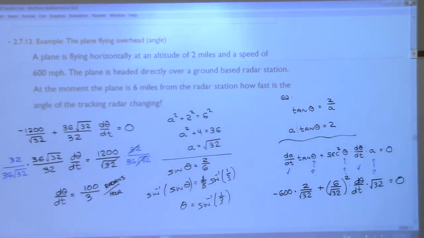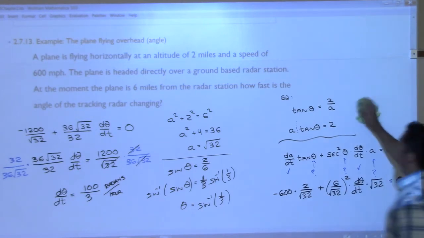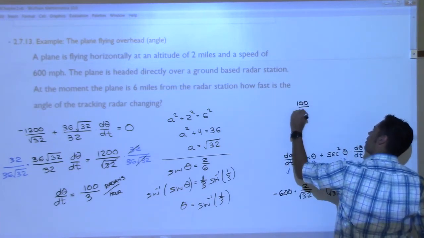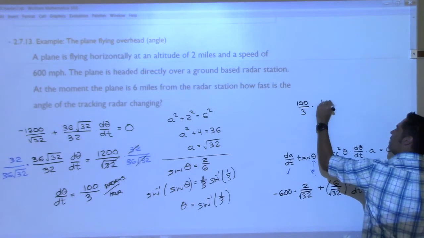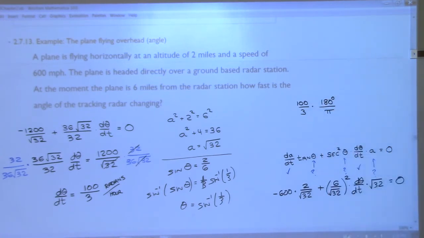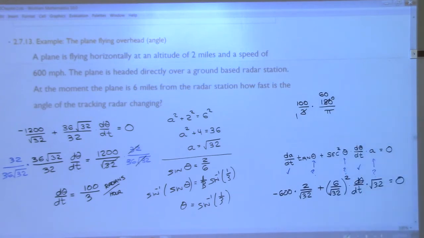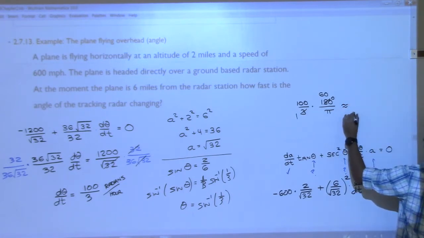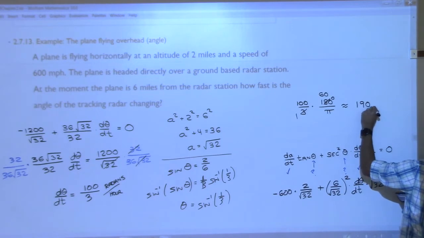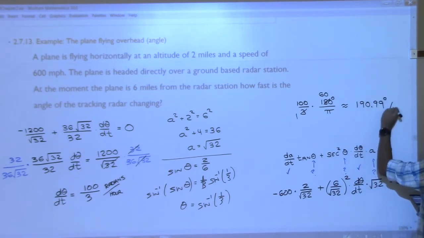Now, could you convert radians to degrees? How do you convert radians to degrees? You take the 100 over 3 and you multiply by what? 180 degrees over pi. That's how you do that. Can somebody do that on their calculator real quick? What is it? Oh yeah, that's okay, we can do it that way. So 60 there, but then 600 over pi. We're going to get an approximate decimal answer. 600 divided by 3.1415. I'm getting approximately 190.99 degrees per hour.